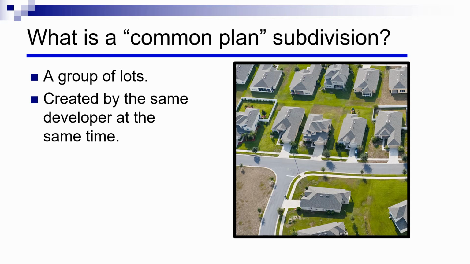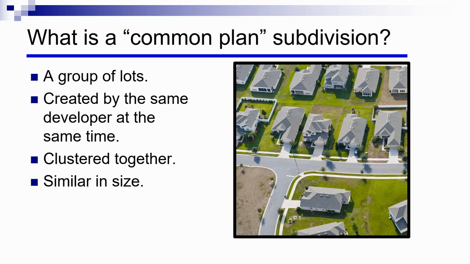In other words, there's somebody who has formed a subdivision out of a larger piece of raw land. We'll call that person the developer. The lots have to be clustered together, and that doesn't necessarily mean that they have to be contiguous. There might, for example, be streets separating some of the lots from others, but they've all got to be in the same area. Also, they need to be similar in size. If there's a lot that's much, much larger than all of the others, then it's probably going to be considered not part of the common plan.